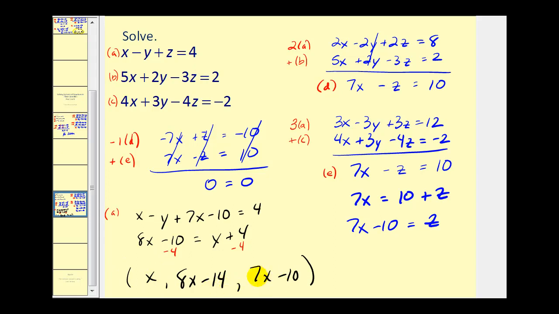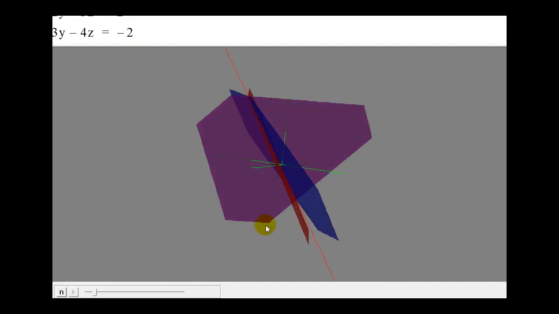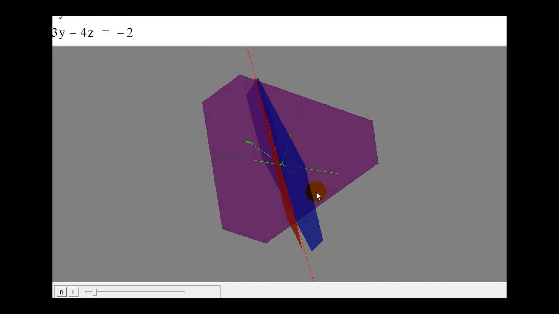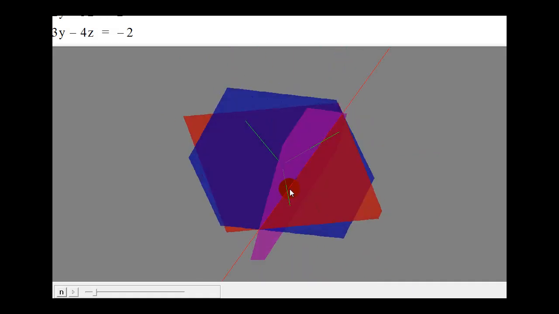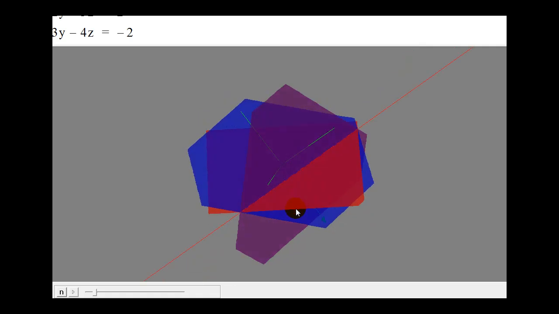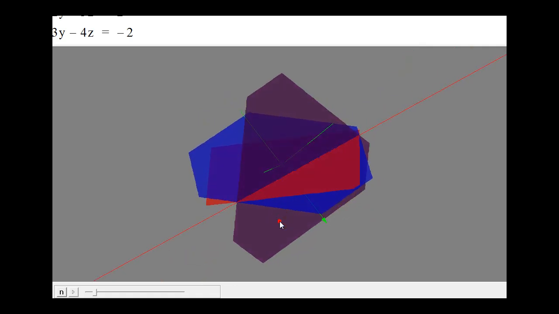Let's go ahead and take a look at this graphically as well. These three planes intersect in a line, as we see here in red, and the ordered triple that we showed on the previous screen would represent any point on this intersection, which is this red line.